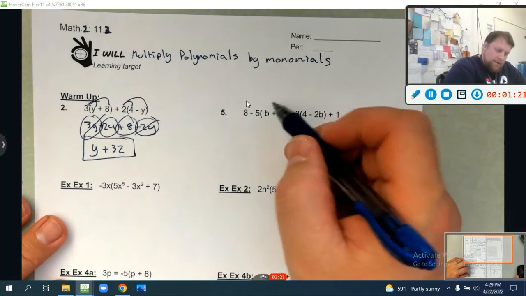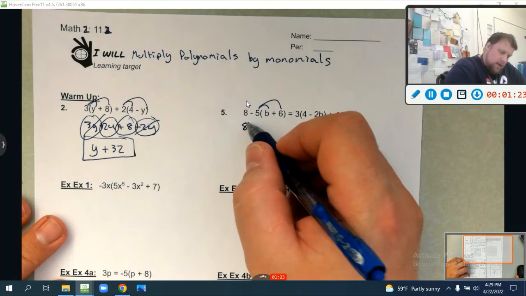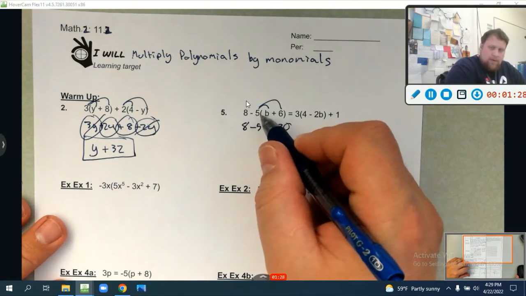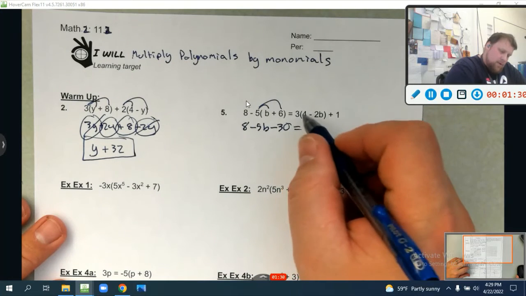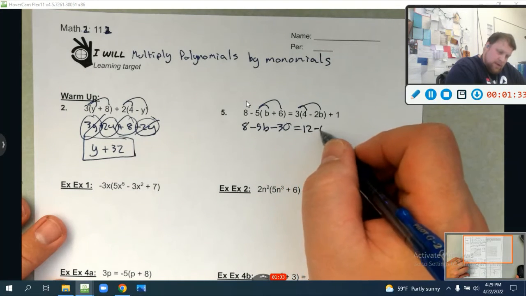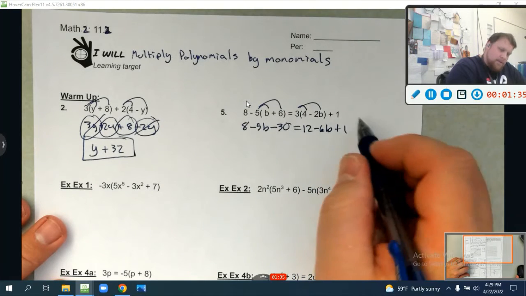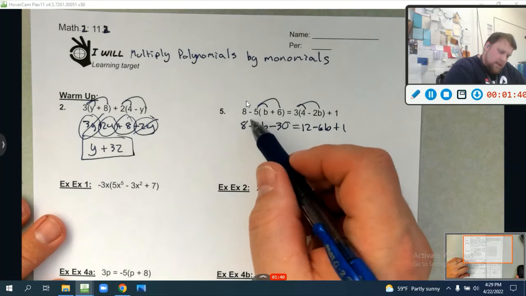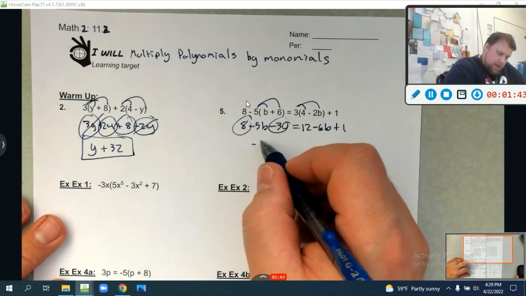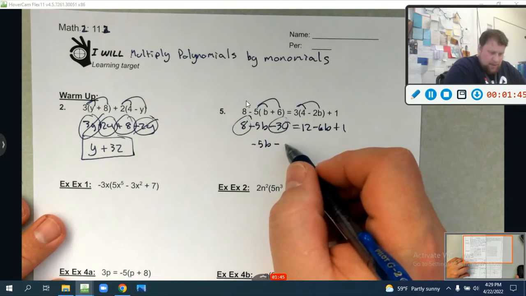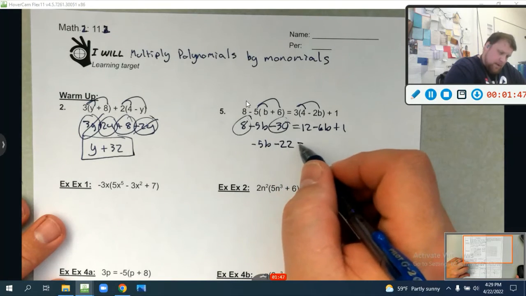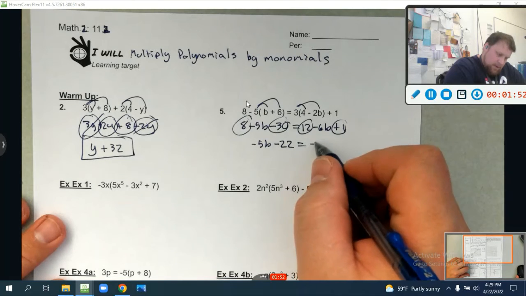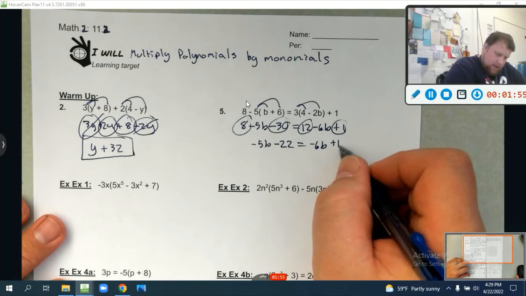Okay. Here, again, distribute. We get 8 minus 5b minus 30. Make sure you distribute the negative with the 5, right? Equals, distribute 12 minus 6b plus 1. We don't distribute to that 1 because it's outside the parentheses in case anybody messed that up. Combine like terms, 8, negative 30. So we're going to have minus 5b minus 22 equals 12 plus 1. I'm going to have minus 6b plus 13.